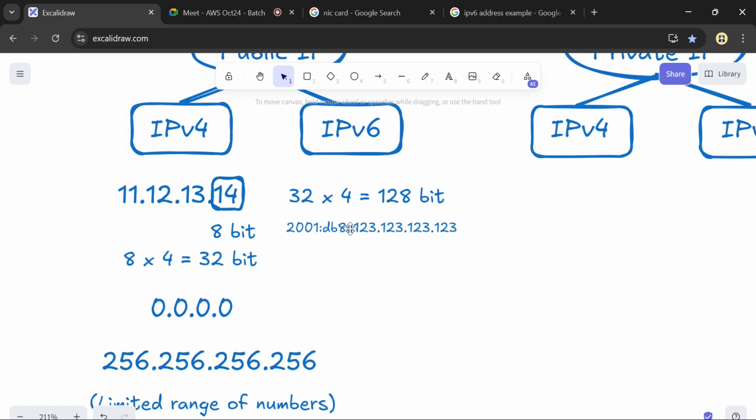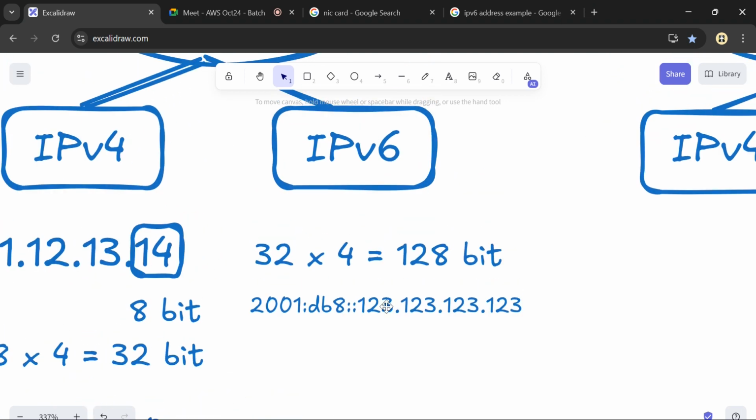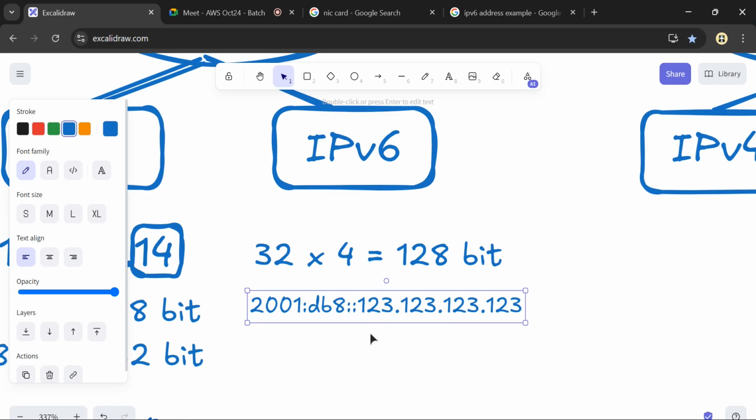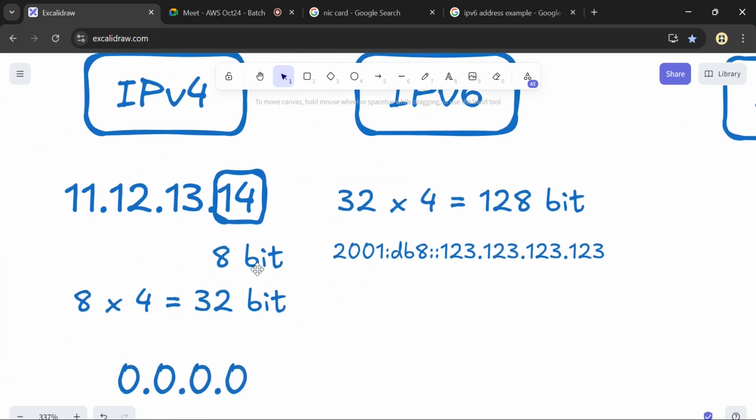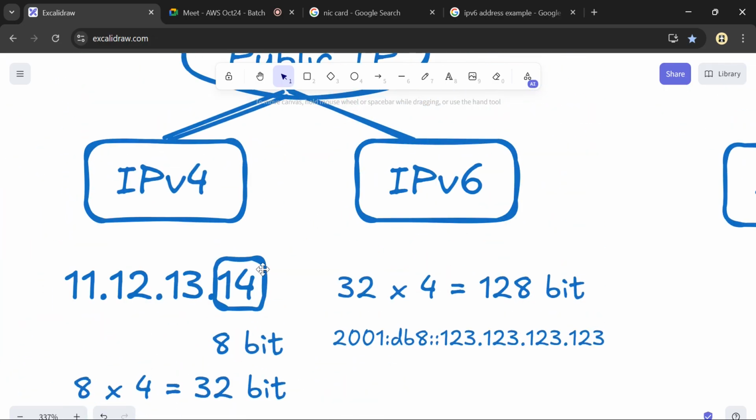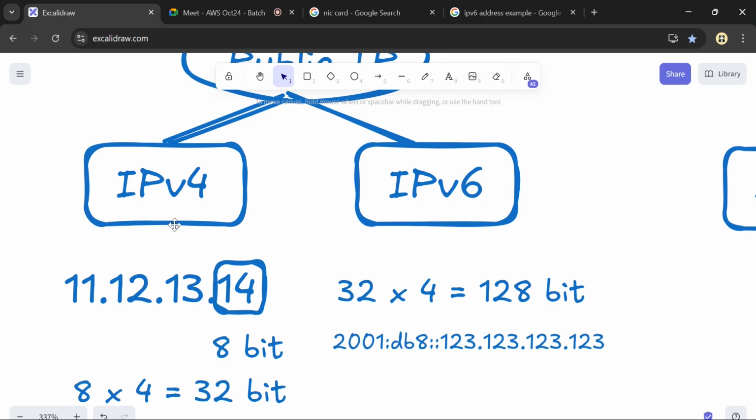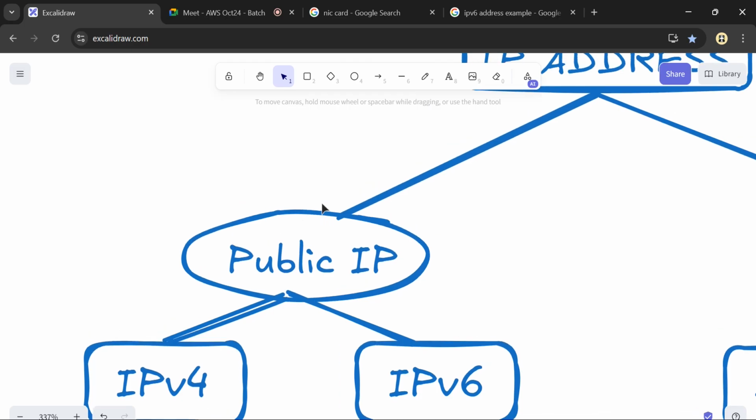You can also see the IPv6 in your EC2 instance, but this is not yet familiar, or it is not used commonly. Whenever some special IPs are required, then you will be using the IPv6. But IPv4 is something that is used commonly. That is what we are already aware of.